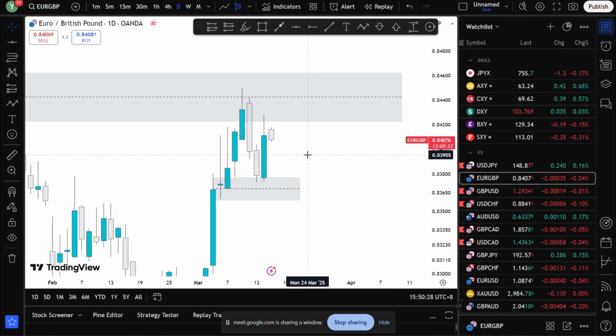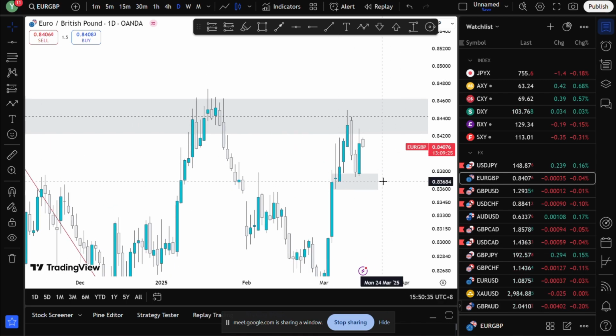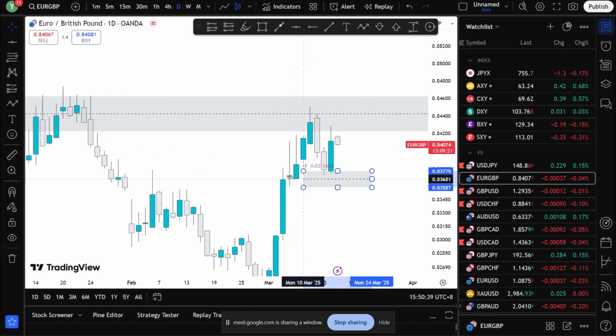Okay, so I will just wait first and see if there is more confirmation for me to enter a trade. Then I will only enter. For now, no trade, because there is a demand zone over here and the price went up after reacting to this demand zone.